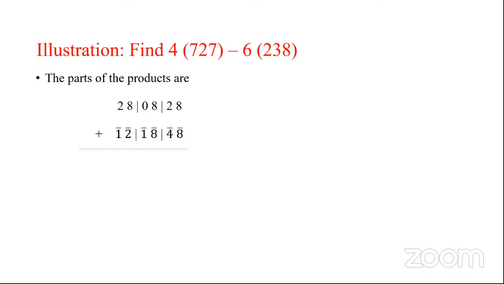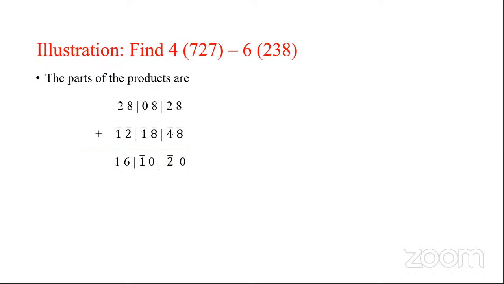Start vertical subtraction from the right side. 8 minus 8, 0. 2 minus 4 is bar 2. 8 minus 8, 0. 0 minus 1 is bar 1. Remember, 8 and bar 2 will give me 6. 2 and bar 1 will give me 1. So the answer of the vertical subtraction is like this.